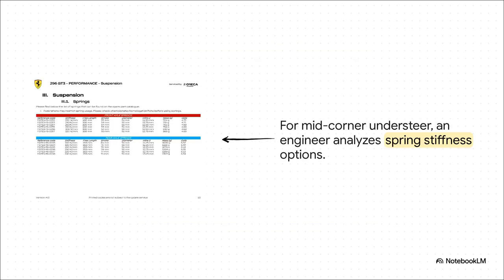So, let's say the driver's feedback and the data both scream mid-corner understeer. The engineer doesn't just start guessing. Nope, they go right to the car's setup manual, just like this page, to analyze the different spring stiffness options and make an informed change. It's a very methodical process.